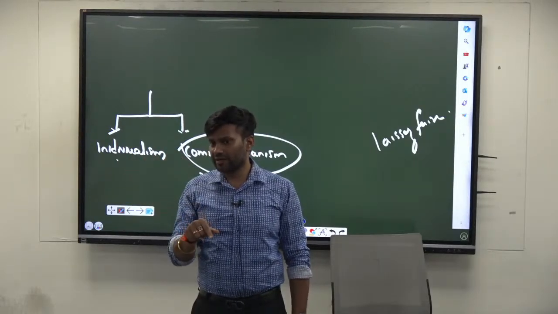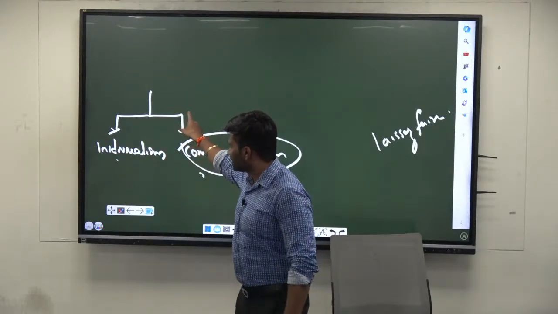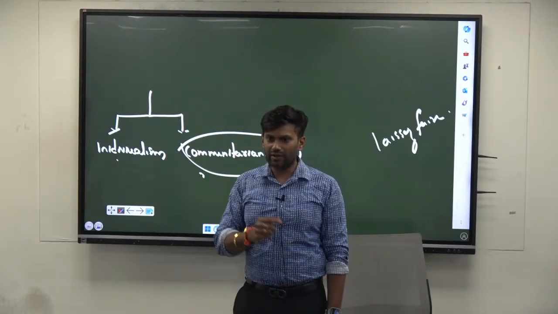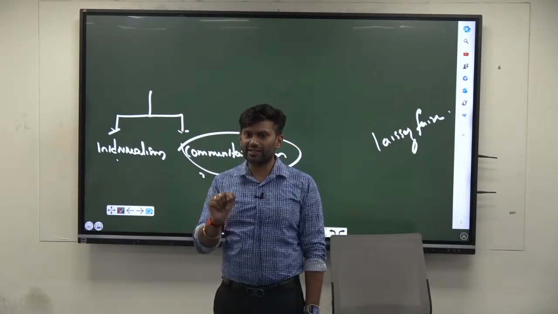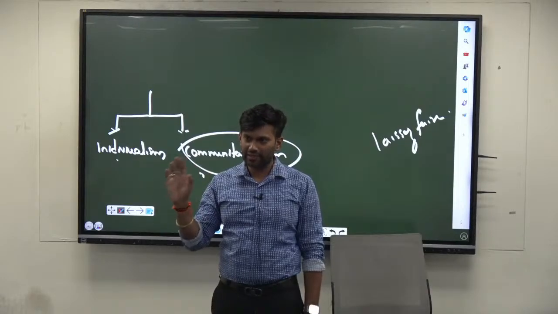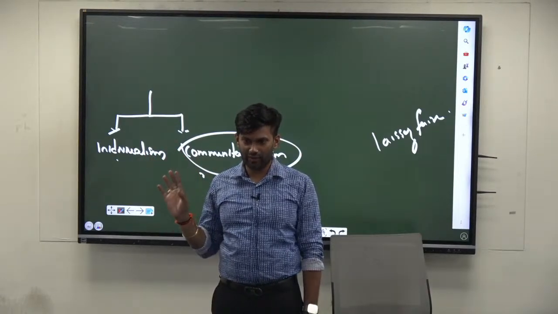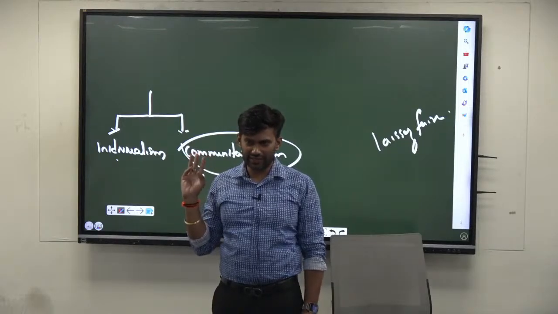But in Greek political thought, they believed that what? The state plays a very key role. And why should the state play a key role? Because man by nature is a social animal. He cannot exist all alone. He always lives in a group. That is the third important characteristic.